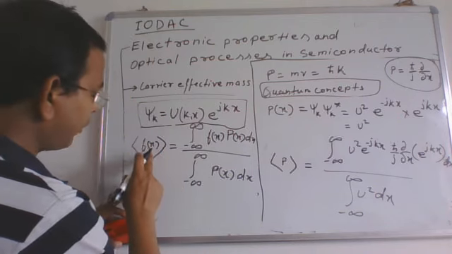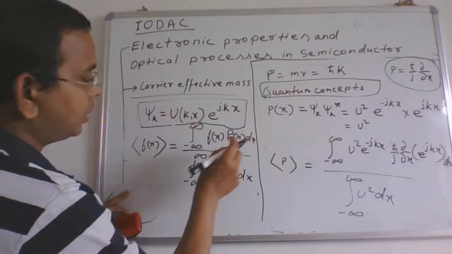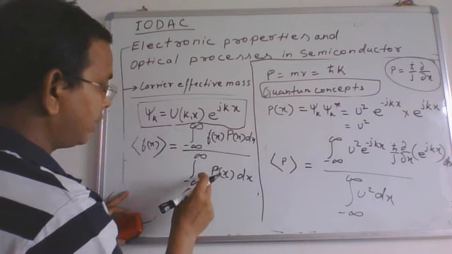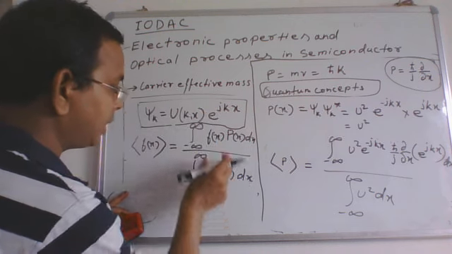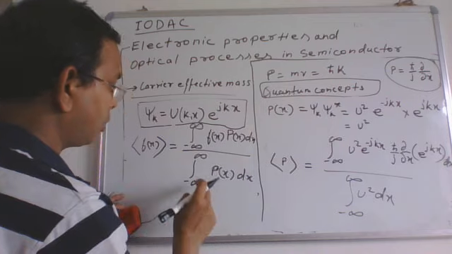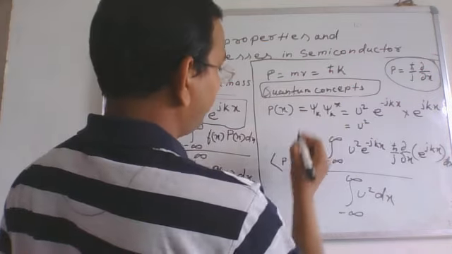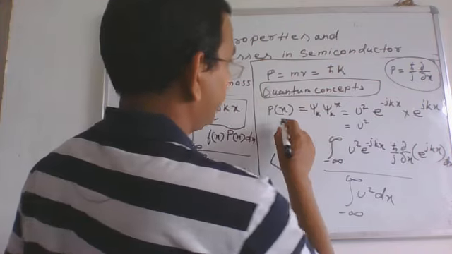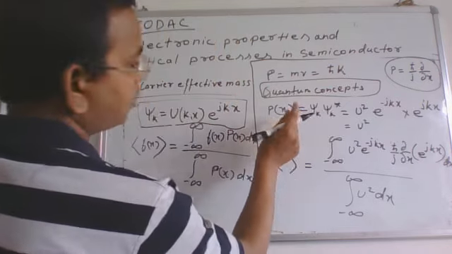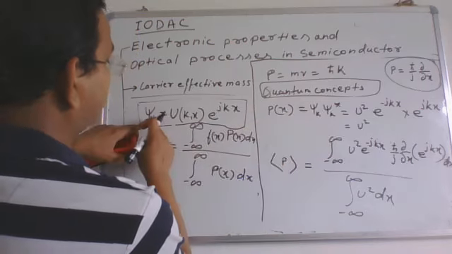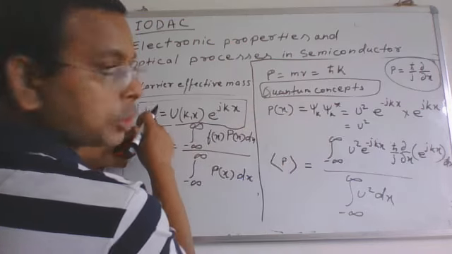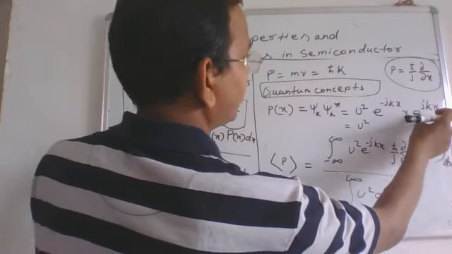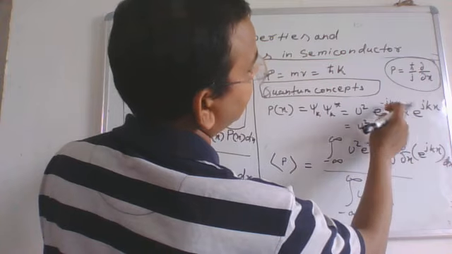The expected value of any function f(x) is given by this expression, where the probability function must be multiplied with f(x) and integrated, and here it must be a normalized probability function, divided by the integration of the probability function over x throughout. So if you want to find the expected value of the momentum operator p, first we need to find the probability, which is nothing but psi square, psi into psi conjugate. So psi conjugate is nothing but u square multiplied by e to the power minus jkx.